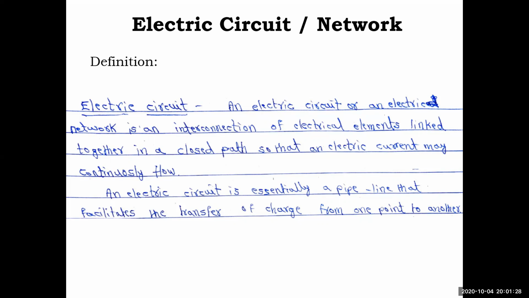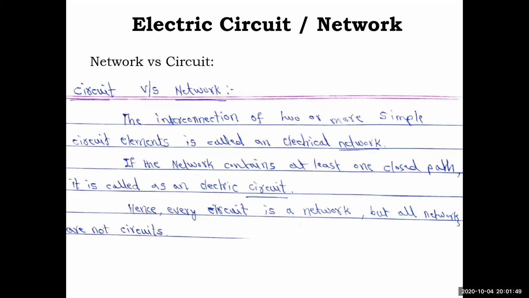An electric circuit is essentially a pipeline that facilitates the transfer of charge from one point to another. Here current is nothing but the rate of flow of charge, right? So charge is transferred from one point to another. This is the definition of an electric circuit. In some literature, they use the notation circuit and network in a different manner, but actually we will be treating them as the same here.